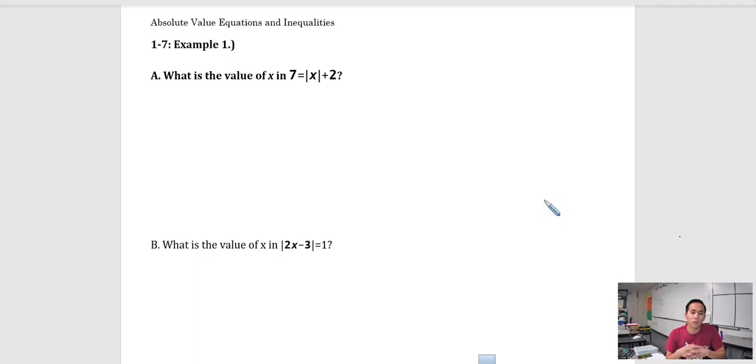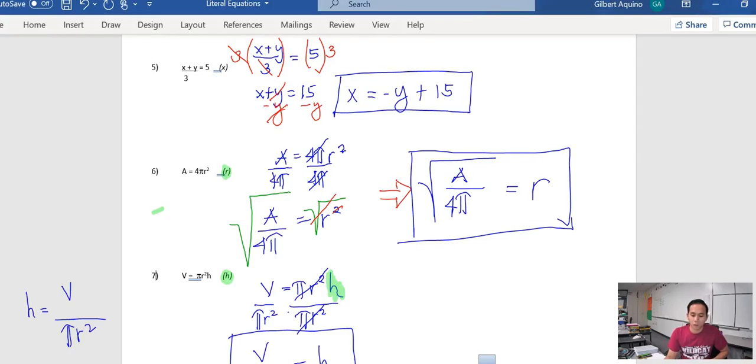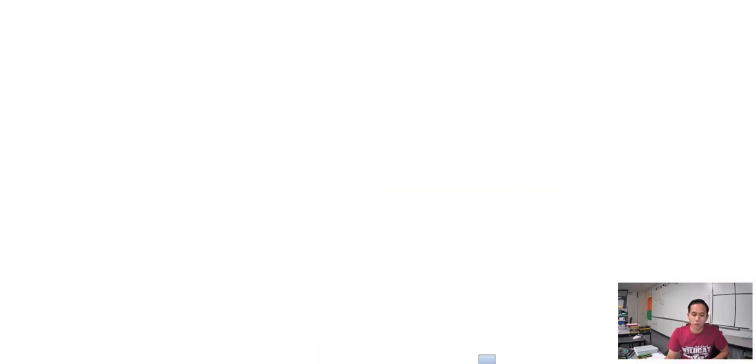The notation used for absolute value is two vertical bars. So if we have an absolute value here, it is typically denoted by two vertical bars like that. So let us say x here. You have to read this one as the absolute value of x.